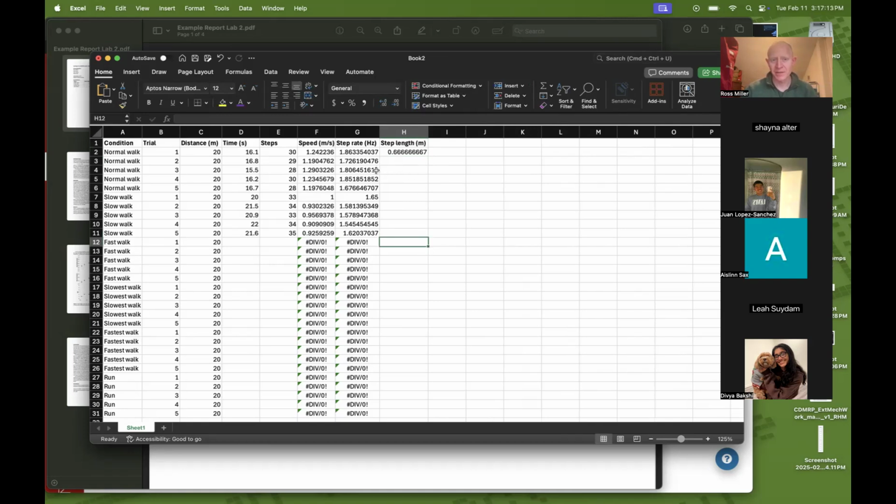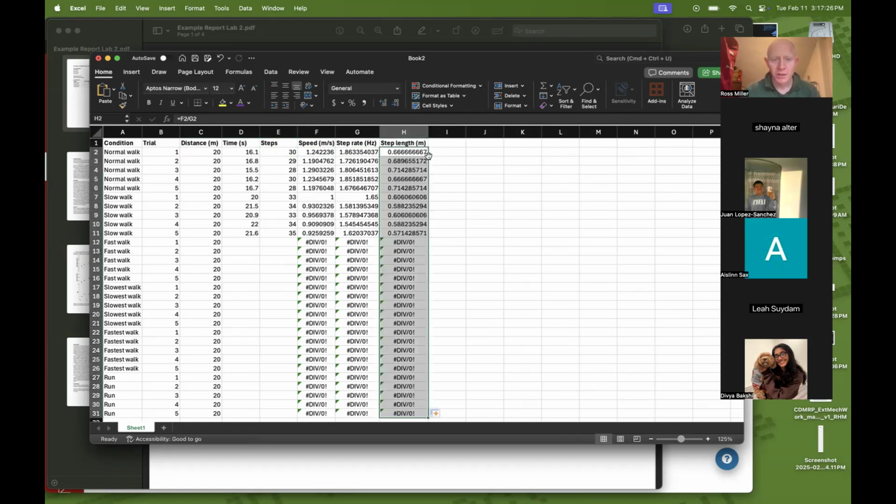So you can think of step length as, well, take the speed and divide by the step rate and it backs out from that. Or you can just directly calculate step length as how far did I go total and how many steps did I take to cover that. Okay, those are your 3 outcome variables that you want to calculate in each trial of each condition.